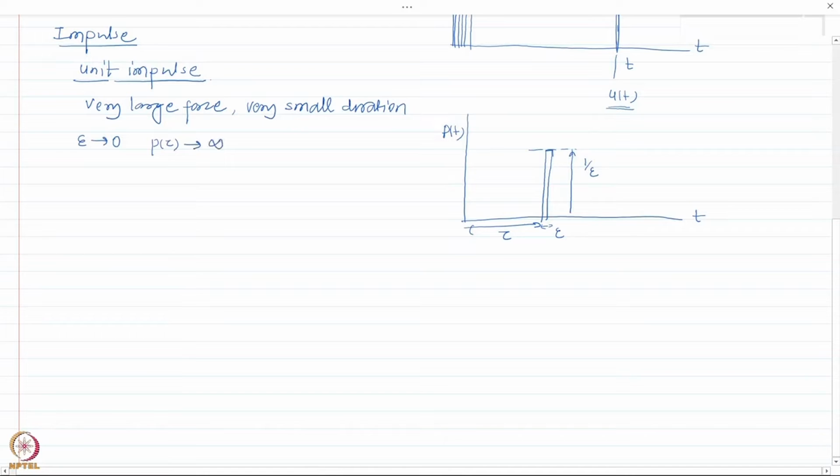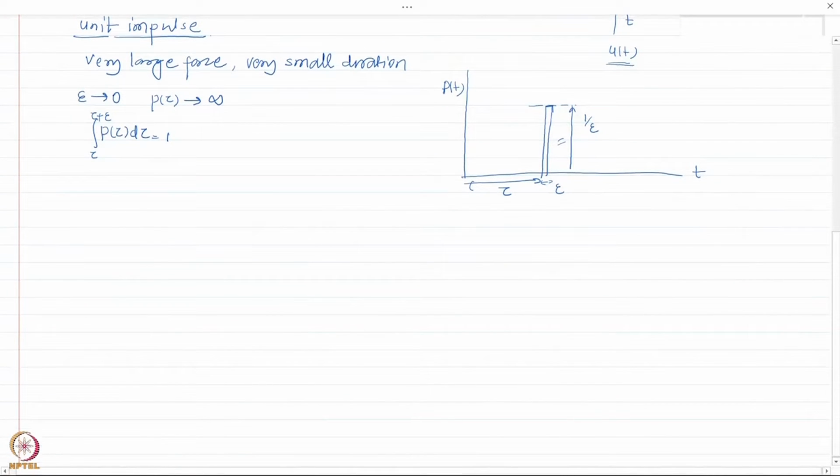However, even in that case, my p tau times d tau over the duration tau to tau plus epsilon would still be equal to 1, and I can see it from here. If I multiply 1 by epsilon with epsilon, I still get a unit area. So this is one way to define a unit impulse. The time integral is still a finite value even though the force goes to a very large value for a very small duration of time. So this is the definition of impulse.